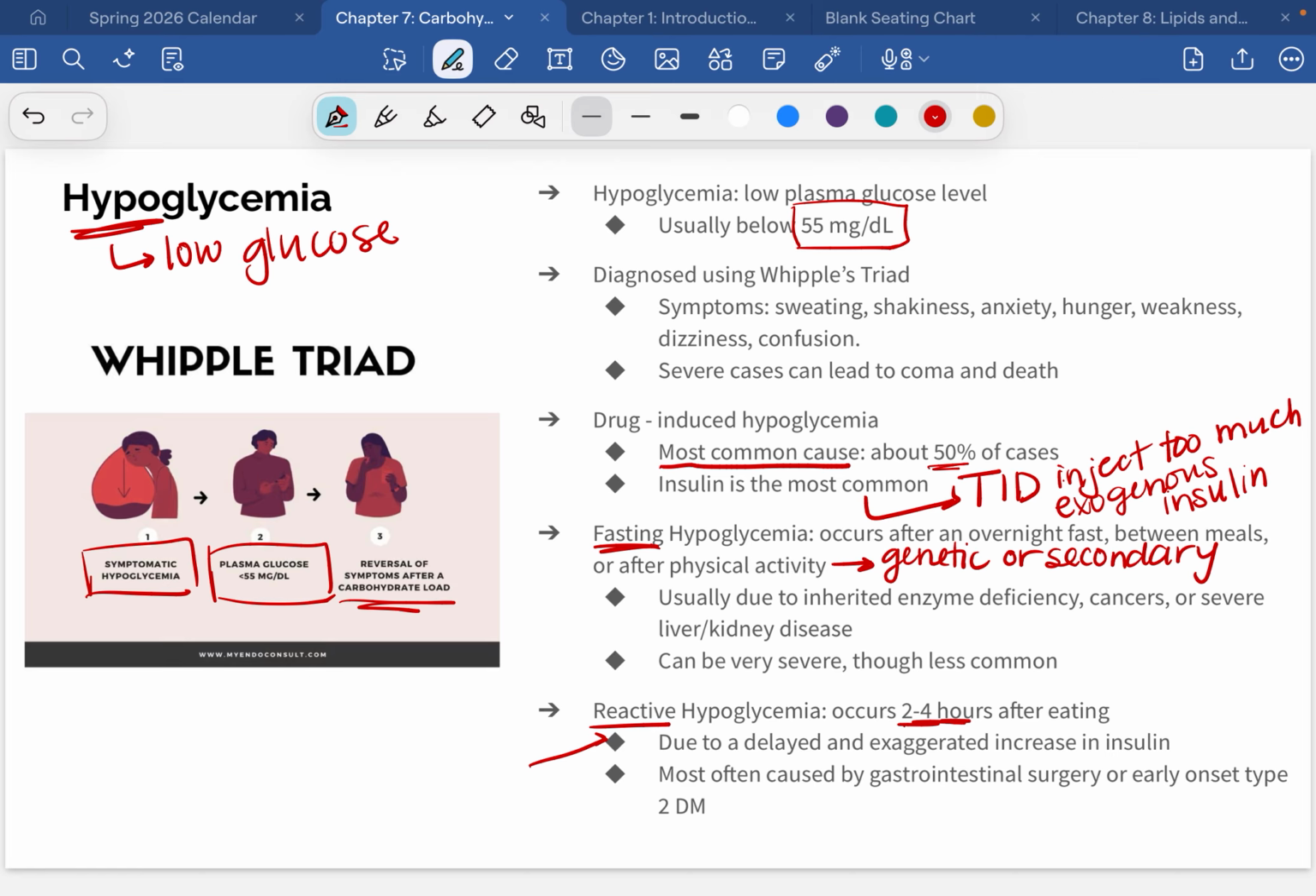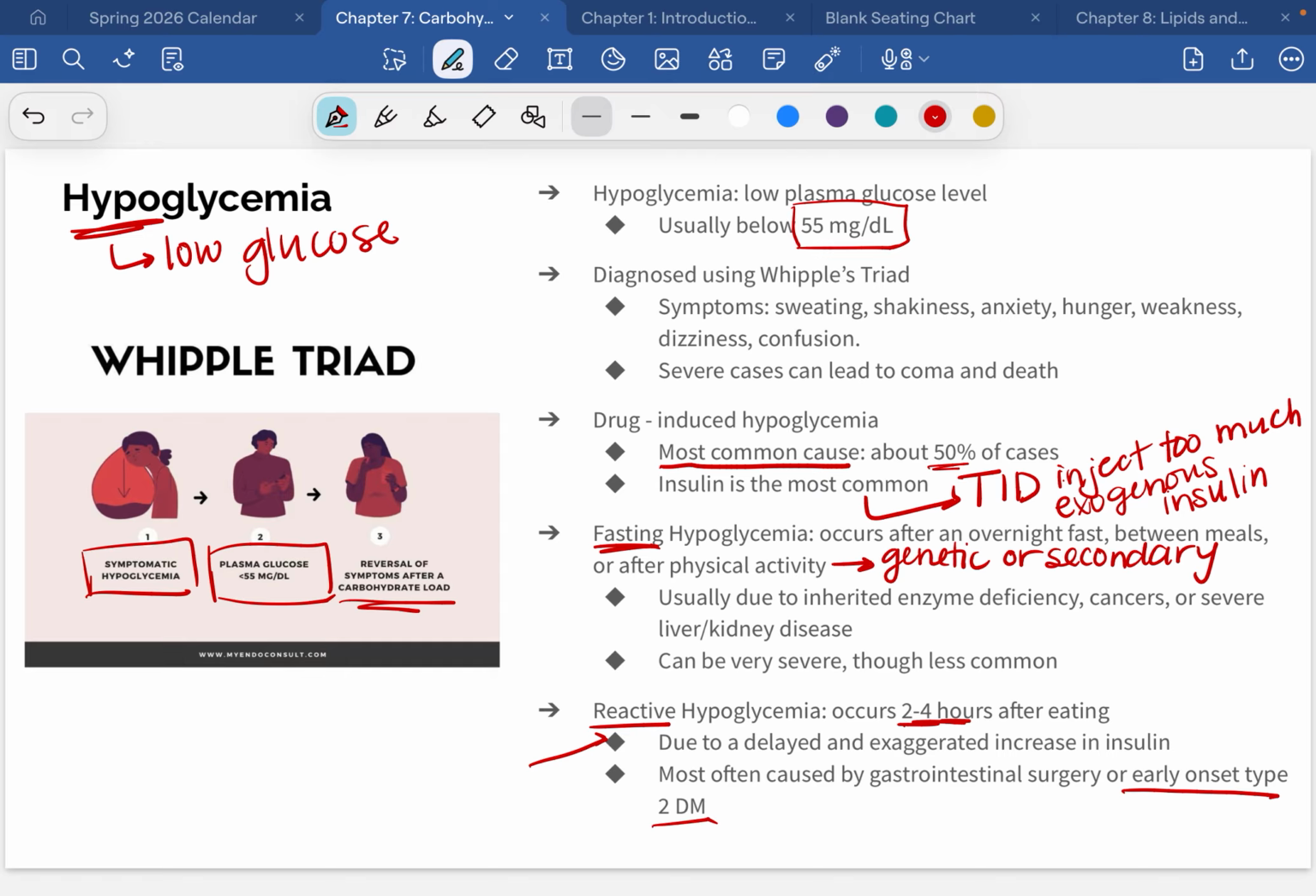Inflammation and stress from the surgery can cause a lot of things to happen, and one of them is that your pancreas doesn't act right. Sometimes it produces too much insulin, sometimes it doesn't produce enough. So this reactive hypoglycemia is something that can happen after a GI surgery or in the early onset of type 2 diabetes.